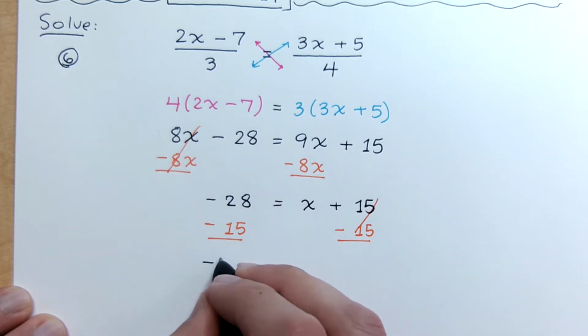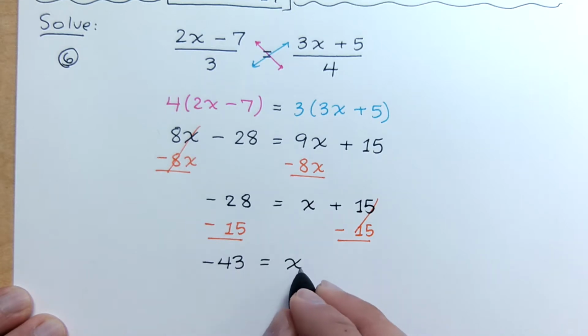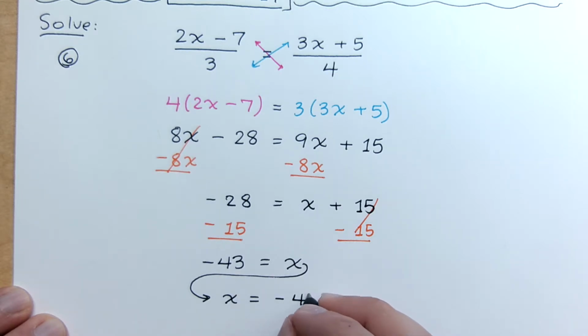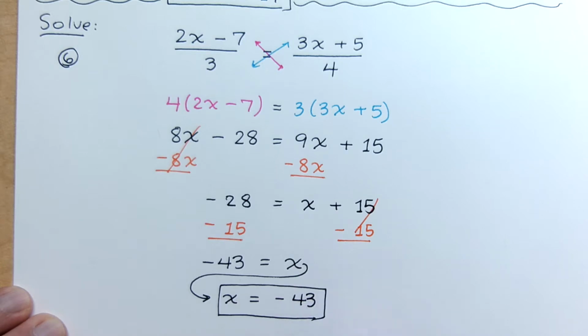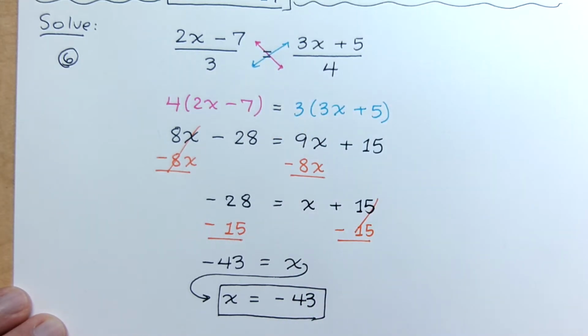And simplifying this, we get negative 43 is equal to x. But I understand if that causes some of you to feel weirded out, so you can rewrite this as x equals negative 43. So setting the cross products equal is one way of clearing that out.